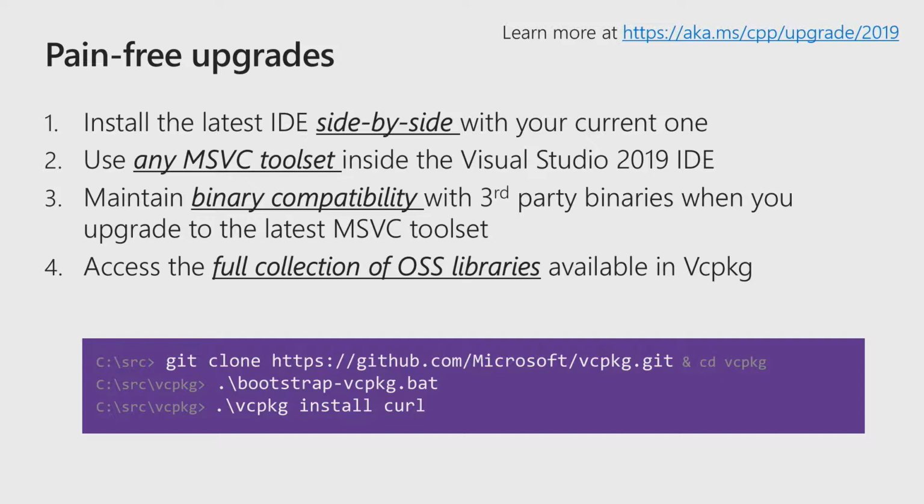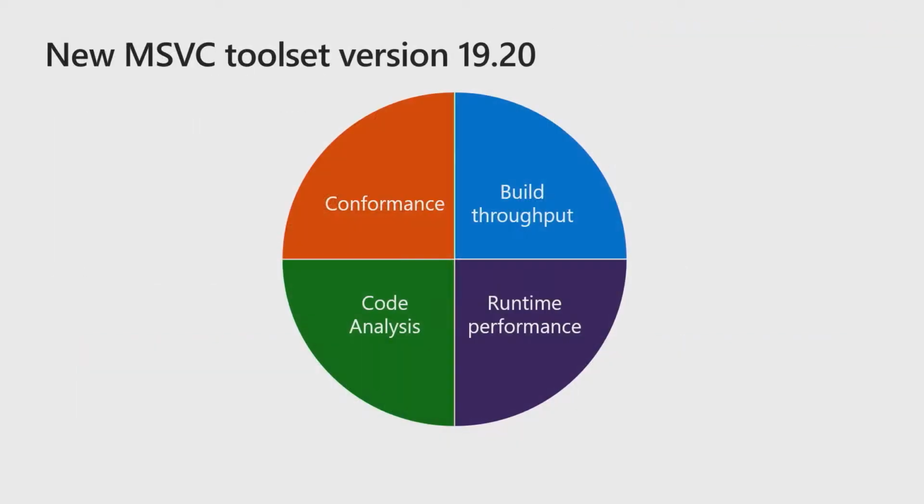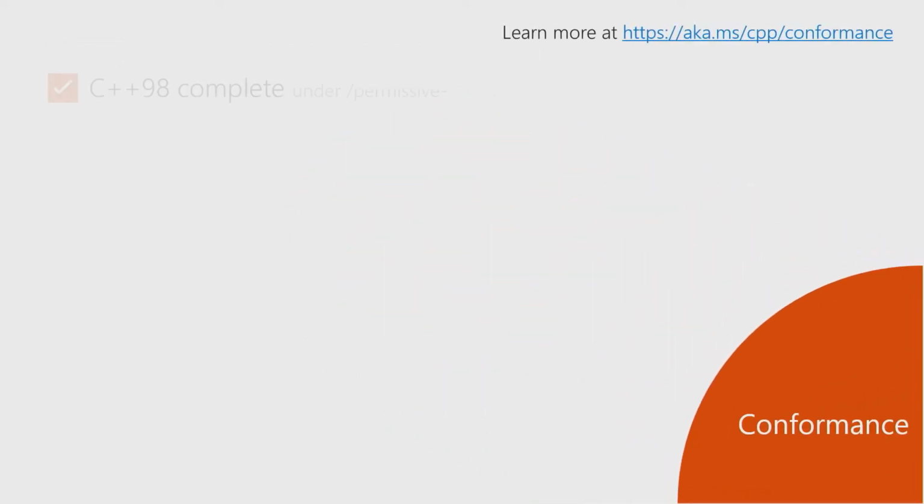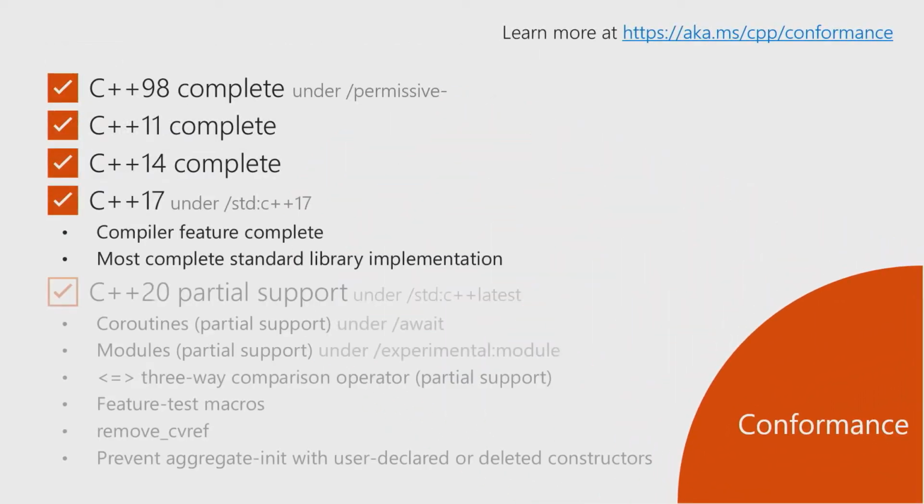And now we can delve deeper into some of the improvements we're making, and we'll start with the MSVC toolset. We have a new version of the MSVC toolset in Visual Studio 2019, which brings improvements in 4 important areas: conformance, build throughput, runtime performance, and code analysis. And we'll delve deeper into these.